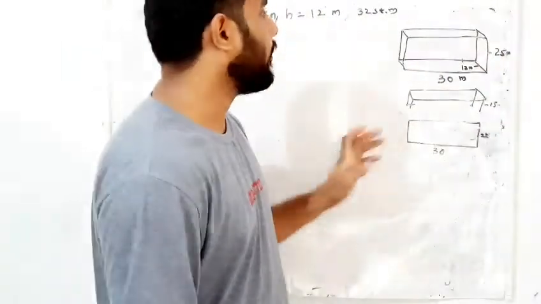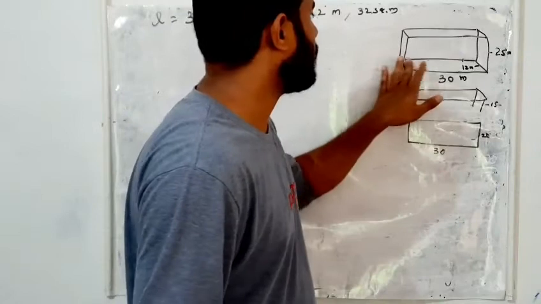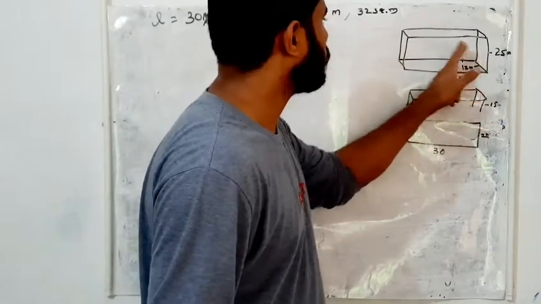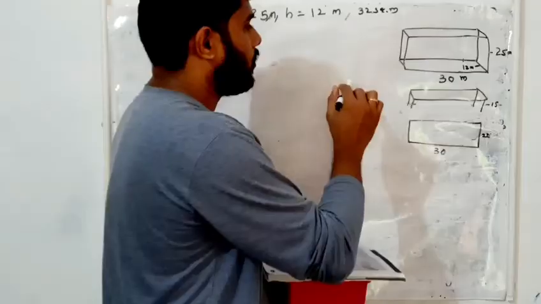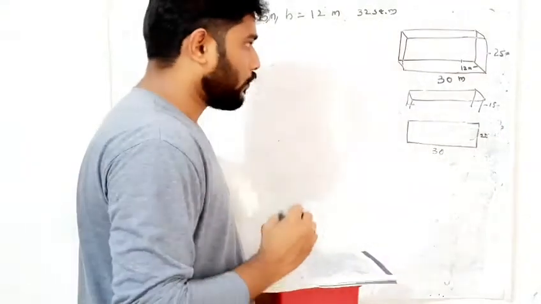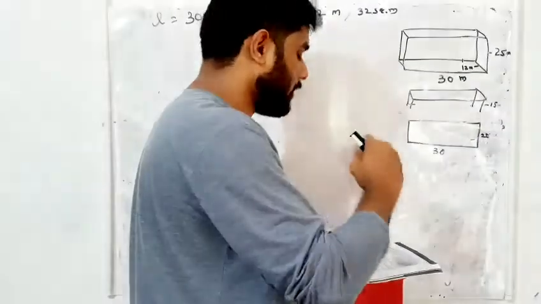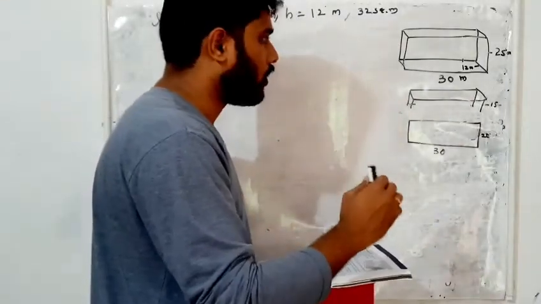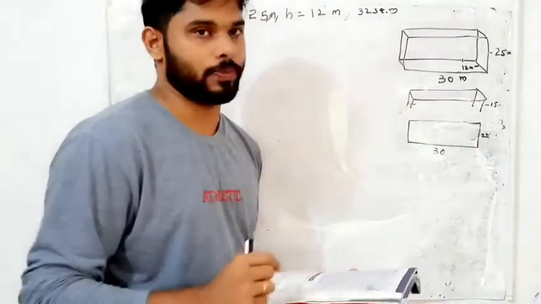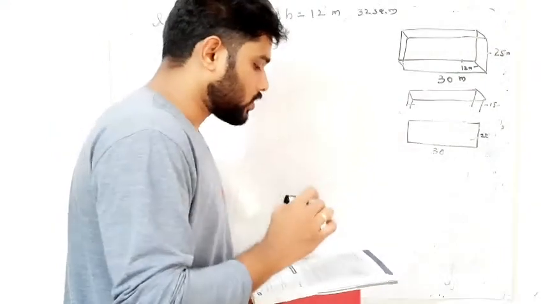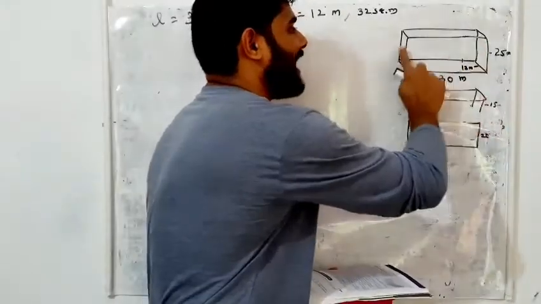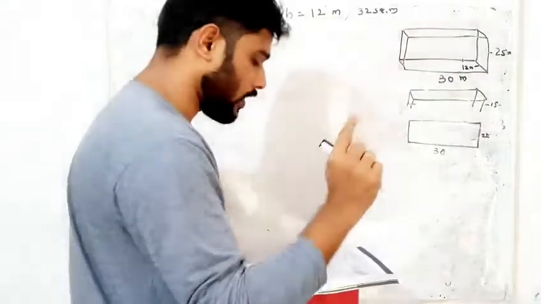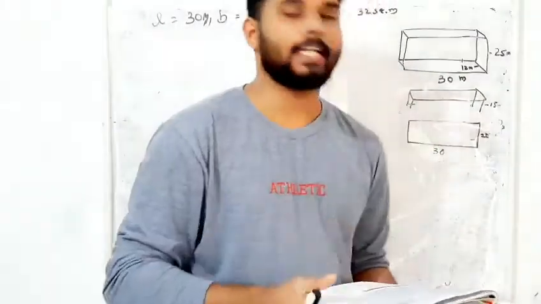Clear? So what do you have to do? We have to cement this floor and 1, 2, 3, 4, these four sides. Clear? For 1 square meter, if you want to put the cement to the floor, how much do you have to pay? 32 rupees. That means the cost of cementing the floor and the sides for 1 square meter, we have to pay 32 rupees.